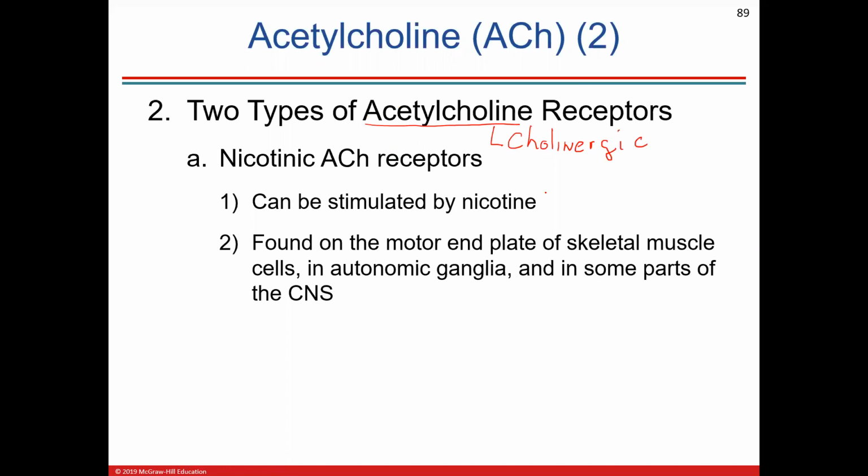Right? And there's two types of cholinergic receptors. One is called nicotinic, and the other is called muscarinic. So you have to wrap it around your head. Whenever you hear nicotinic receptor or muscarinic, they're cholinergic and they're for acetylcholine. You have to remember that.